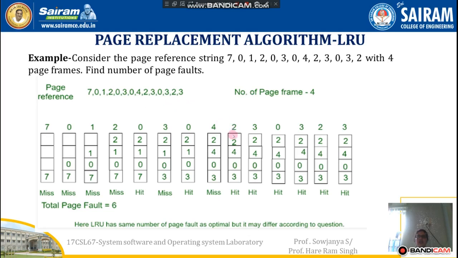The next number that is going to enter is 2. 2 is already present, so this is also a hit rate. Next is 3. 3 is also already present here.